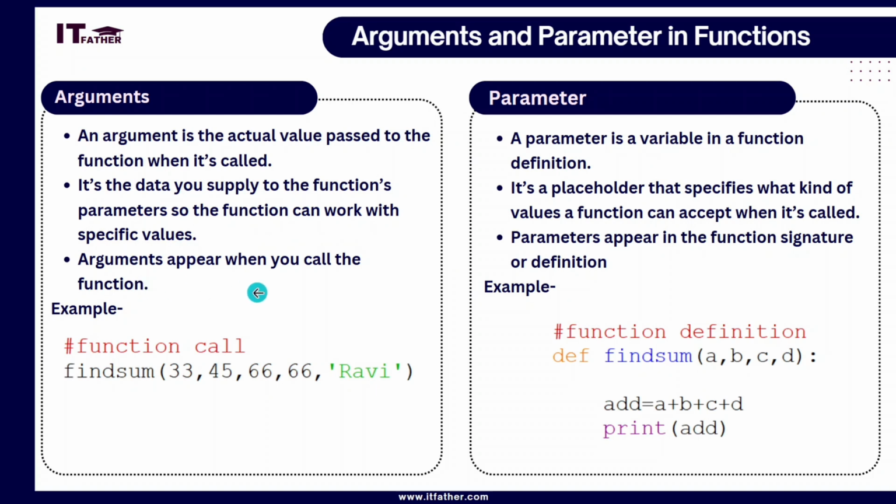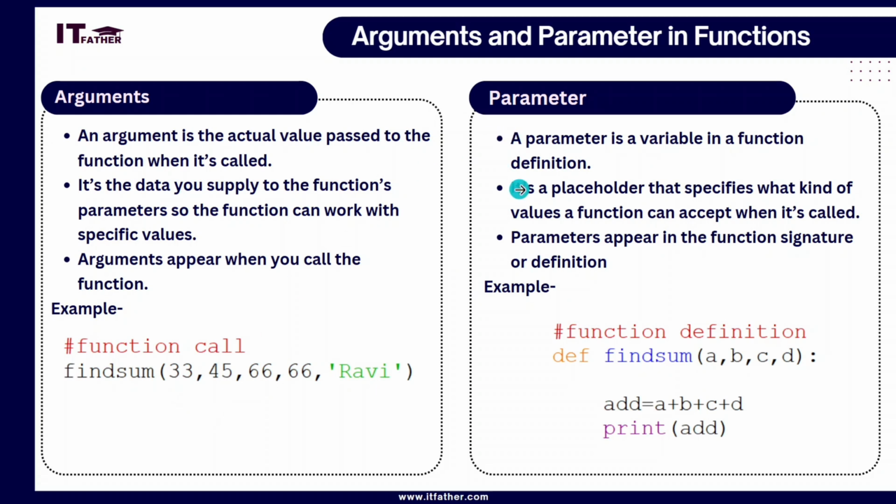Arguments appear when you call the function. So only when we are calling the function is there an argument. For example, 33, 45, 66, 66 and Ravi. It doesn't matter if you are passing direct values, we can also pass variables. That is also an argument, because variables also hold some values.